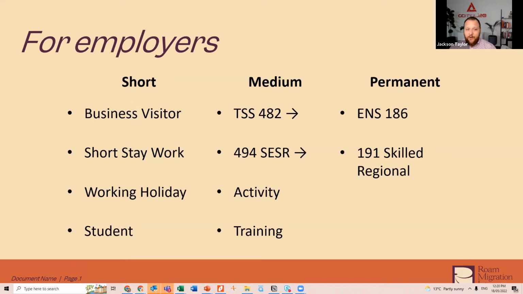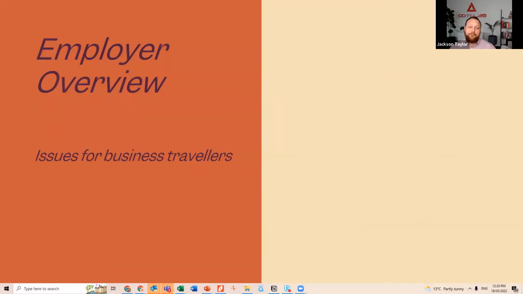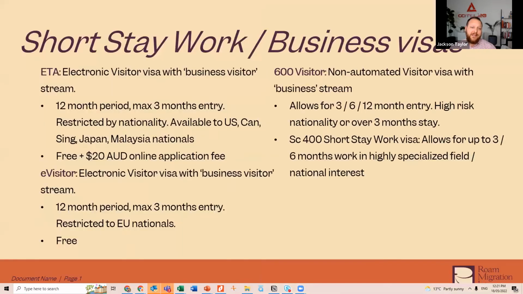So that's the environment for employers. And now we'll drill down into a little bit more detail about each of them. So short stay visas, we essentially have three main options, and they are largely similar. These three visas, the ETA, the e-visitor, and the 600, are largely similar. The main difference is going to be the nationality of the applicant.